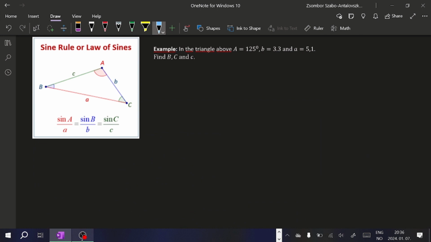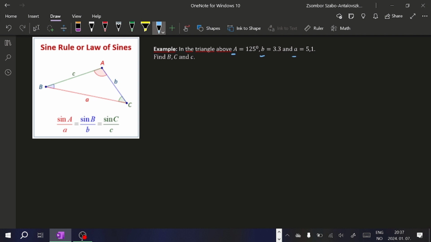So let's demonstrate how you can work with the sine rule by using an example. The example says: in the triangle above, A equals 125 degrees, so the angle A, because it's capitalized, and side b is 3.3 and side a is 5.1. Then find B, C, and small c.